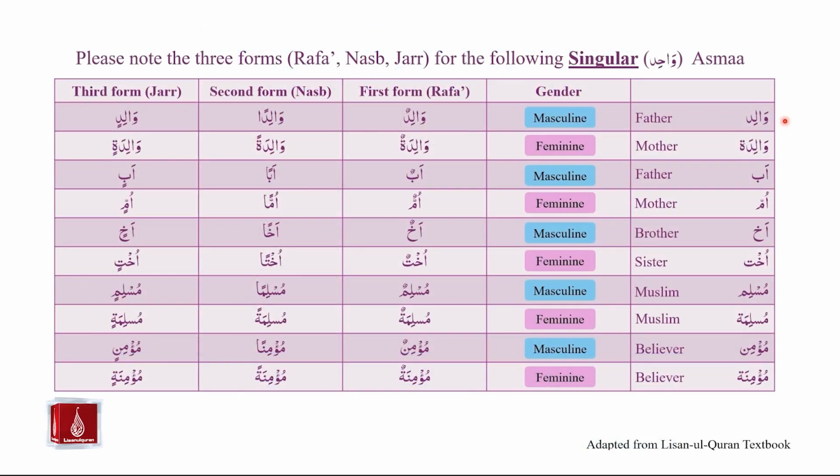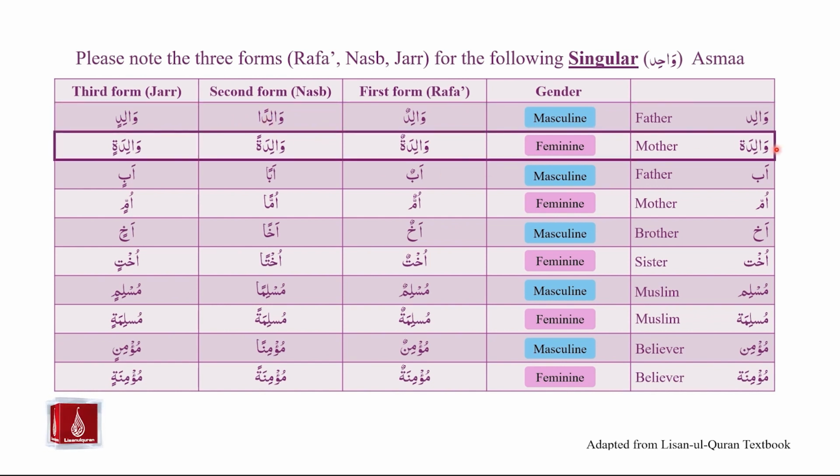Let us do some practice. Please note the three forms rafa, nasab, jar for the following singular asma. The first one that we have is walid, which means father. And the three forms are walidun, walidan, walidin. Please note the alif that we have added after the double zabar.